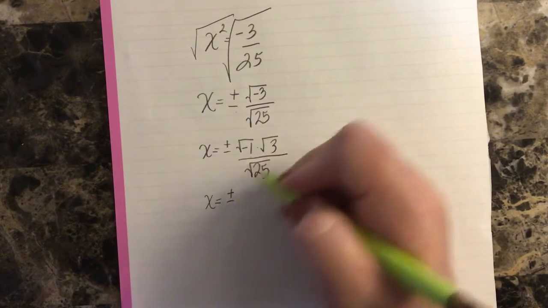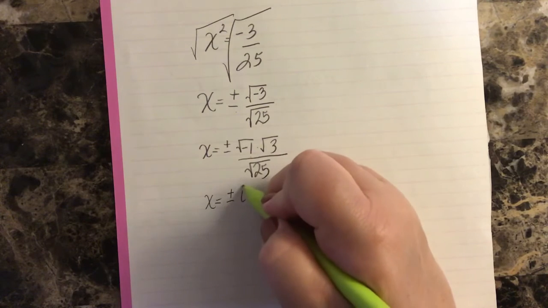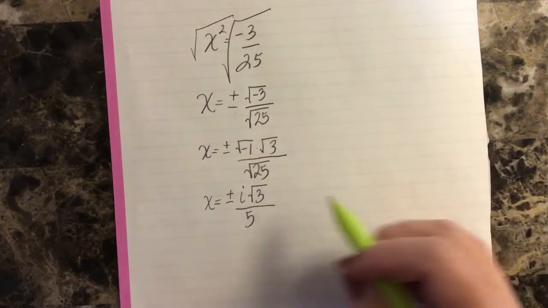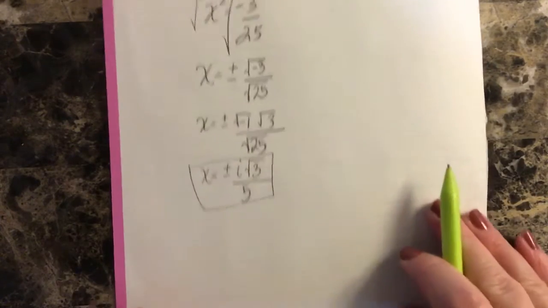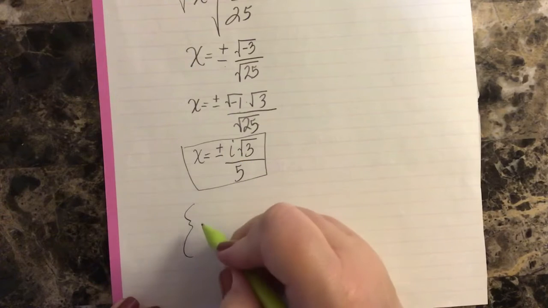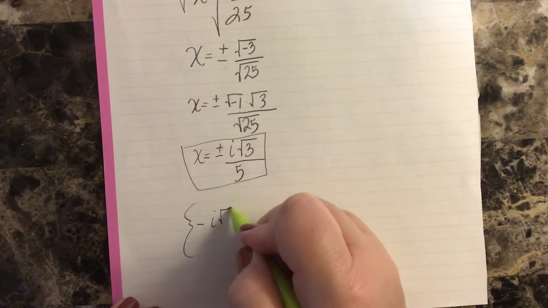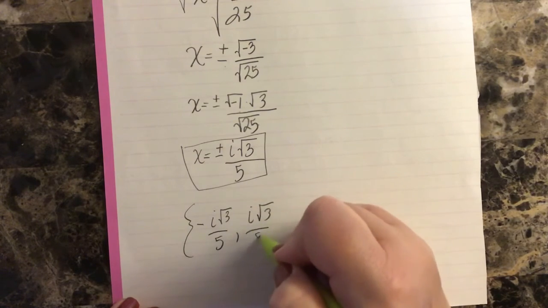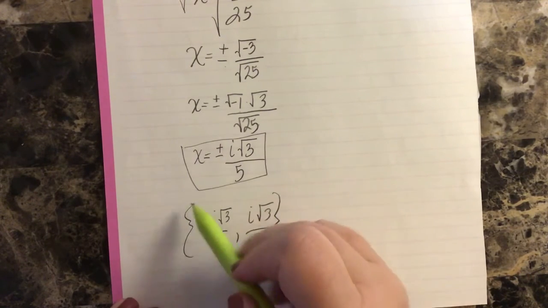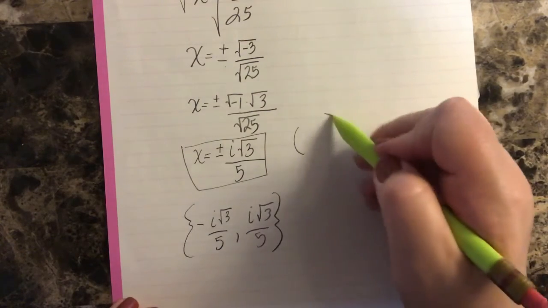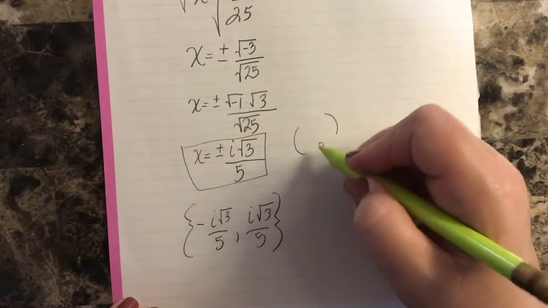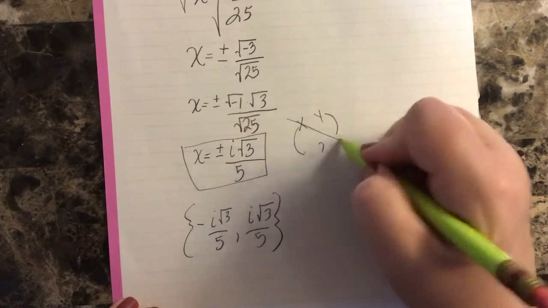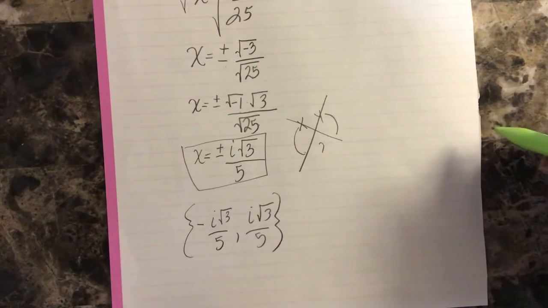So x equals plus or minus, the square root of negative 1 is i, times the square root of 3, the square root of 25 is 5. So there's your two solutions, or you may write them this way, negative i square root of 3 over 5, positive i square root of 3 over 5. And don't forget, never use parentheses around solutions, because when you use parentheses, it looks like a coordinate where you have an x and a y value, and that's not what you want unless you're solving a system of equations.